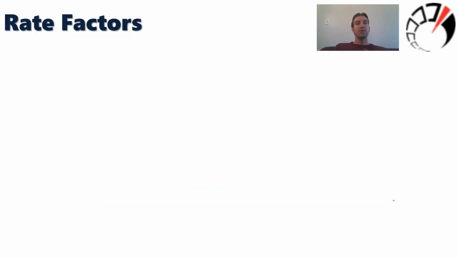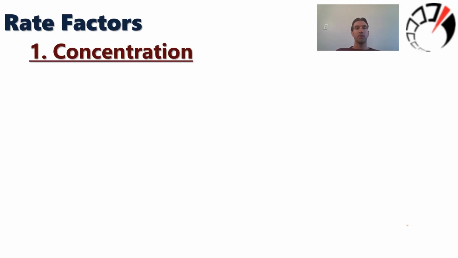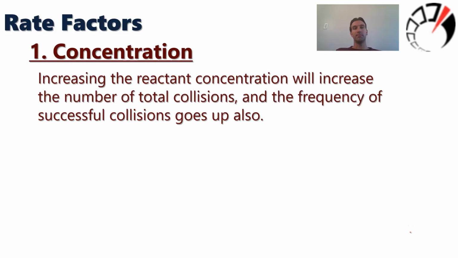Now let's consider some of the different factors that can affect a reaction rate. There are a variety of things that we can do if we wanted to speed up or slow down a reaction for various different purposes. The first thing is concentration. So recall that concentration is how much of a specific chemical is present in a specific volume, kind of like the density of a solution, that's concentration.